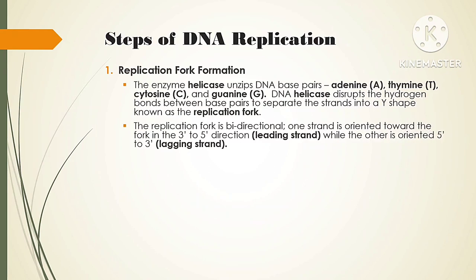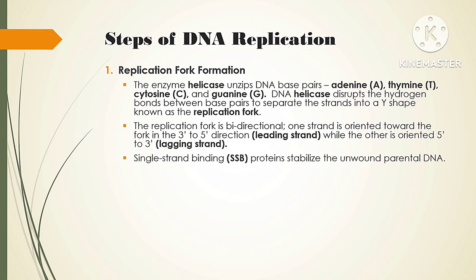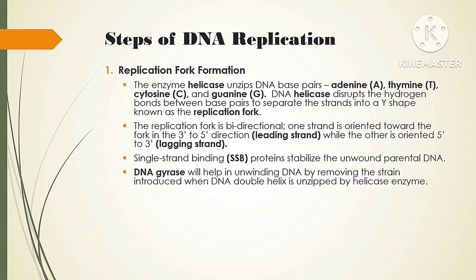One strand is oriented toward the fork in the 3-prime-to-5-prime direction, the leading strand, while the other is oriented 5-prime-to-3-prime, the lagging strand. Single-strand binding, SSB, proteins stabilize the unwound parental DNA. DNA gyrase will help in unwinding DNA by removing the strain introduced when the DNA double helix is unzipped by the helicase enzyme.